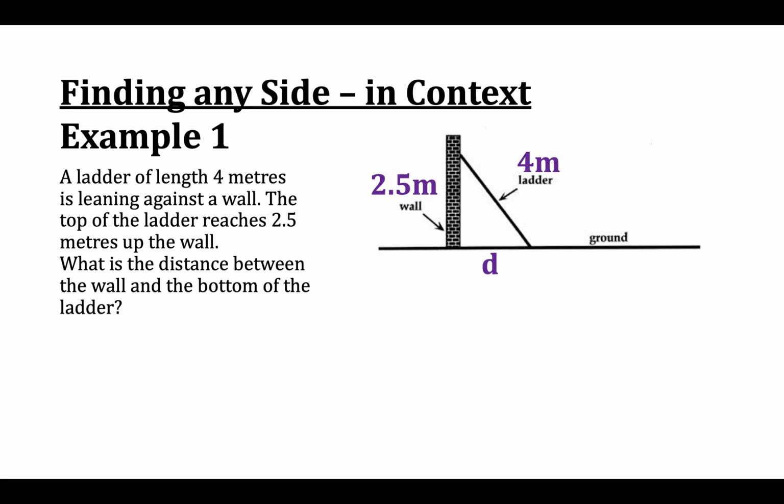Now, we need to assume as well that the wall and the ground meet each other at right angles. They are perpendicular, because we wouldn't want to have a squinty building. So for that reason, we know we've got a right angled triangle, and we can use Pythagoras' theorem to work out any missing lengths that we might need to find.